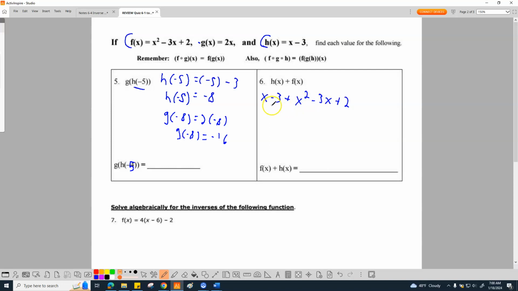Can I combine all this stuff together? Let's see. My x and my negative 3x go together. So 1x minus 3x is minus 2x. So that's good. I got those taken care of. I have an x squared. I should probably put that first. X squared goes first. Then a negative 3 and a positive 2. That comes out to a negative 1. So when you add this all together, this is your answer. X squared minus 2x minus 1.